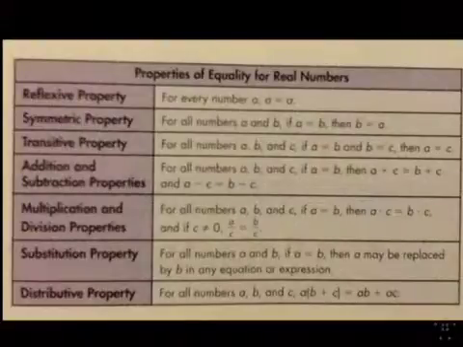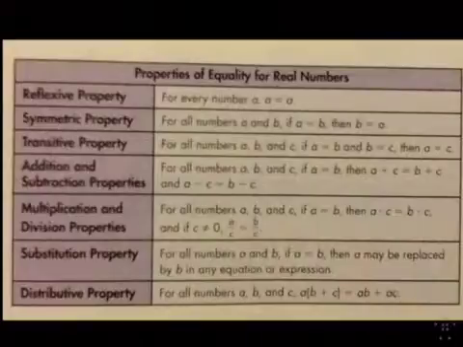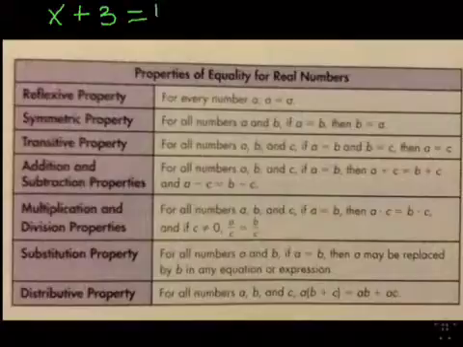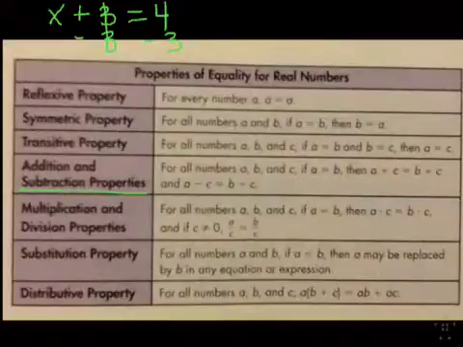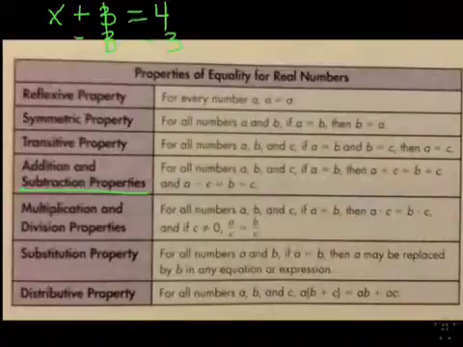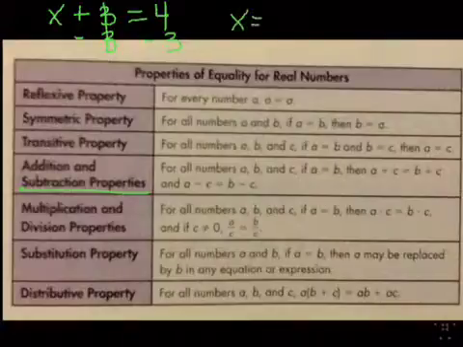So if I have x plus 3 equals 4 and I want to solve for x, generally you would say, okay, I'll subtract 3 on both sides. But why can I do that? Well, I can do that because I have a subtraction property that says if I subtract equal quantities on both sides, the equation maintains its integrity. So then that's how I find out x equals 1.